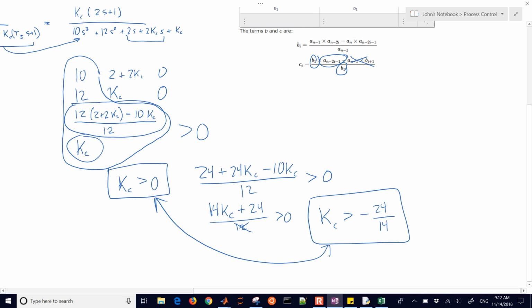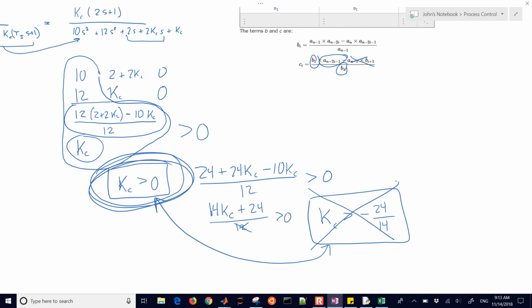So we always take the more restrictive one. So it says that this is our stability limit. We just have KC is greater than 0. We can just ignore this one because it's less restrictive. So there's our stability limit.